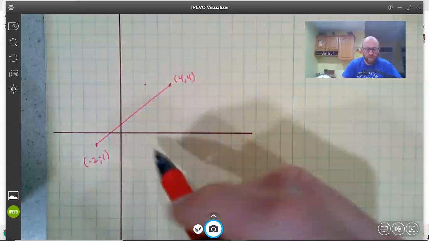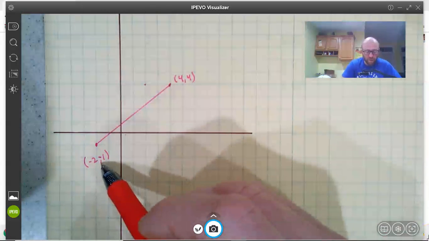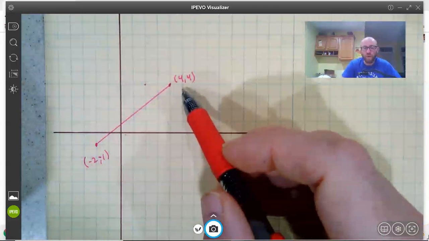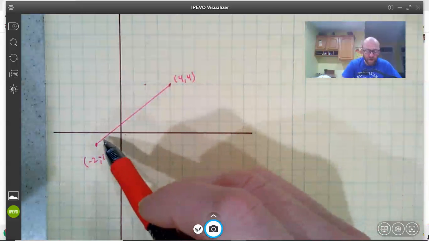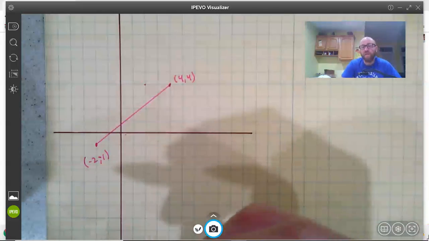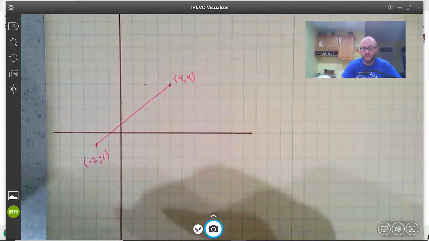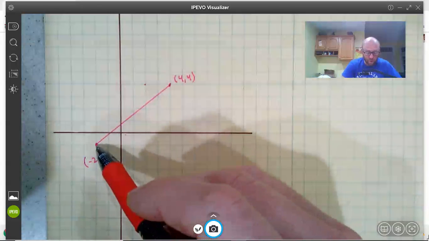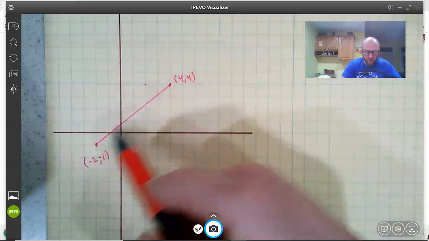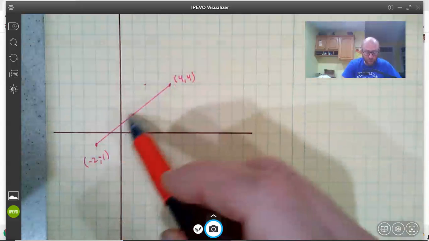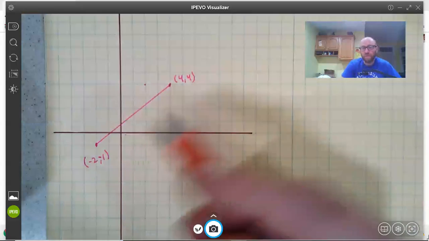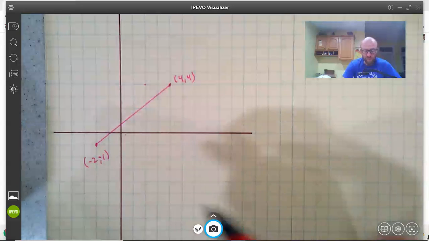All right, we have a segment here that goes from the point (-2, -1) to the point (4, 4). And we're trying to find how to divide this segment up into 5 equal sized pieces. If I want to travel from this point to this point, I'm going to make a bunch of stops along the way. 1, 2, 3, 4, 5. I'm going to divide it into 5 equal sized pieces.